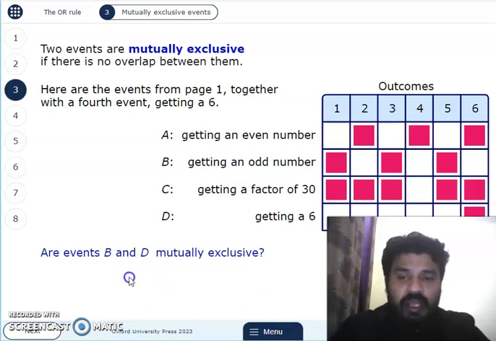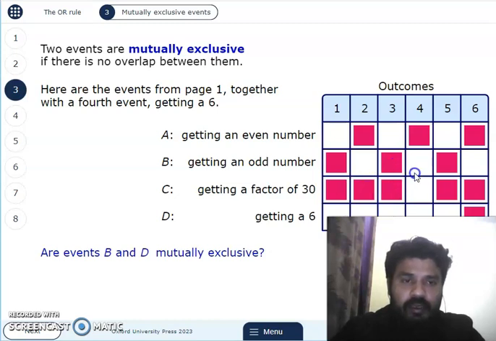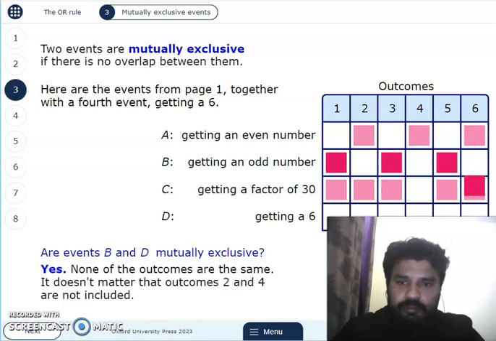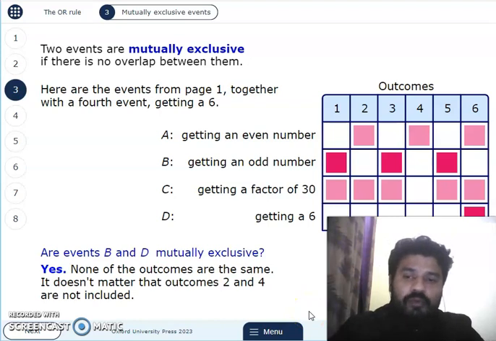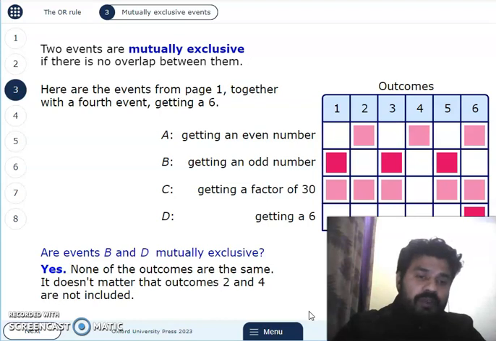Now I will check, are events B and D mutually exclusive or not? B and D. See, B and D, B and D, B and D, and B and D. So none of the outcomes are same. So it doesn't matter that outcomes 2 and 4 are not included. So that means these are mutually exclusive. Means the event should not be repeated in both the events.